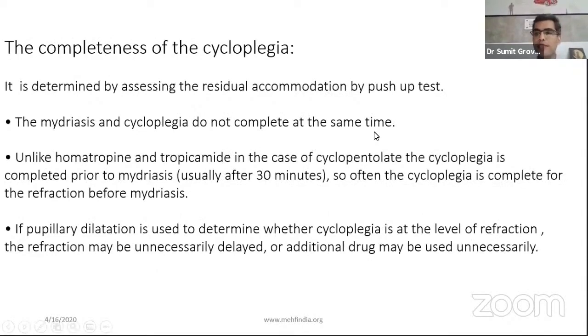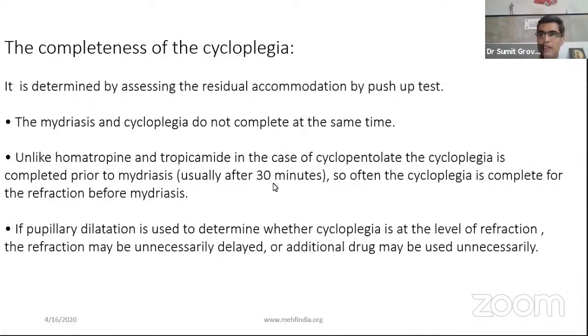Now, how do you assess that the completion of the cycloplegia has occurred? A common perception is that when the pupil is dilated, that means the cycloplegia has occurred, which is not the case. Mydriasis and cycloplegia do not complete at the same time. Studies say that unlike homatropine and tropicamide, in the case of cyclopentolate, the cycloplegia is completed prior to mydriasis. I wrote it's about 30 minutes as suggested by some study.